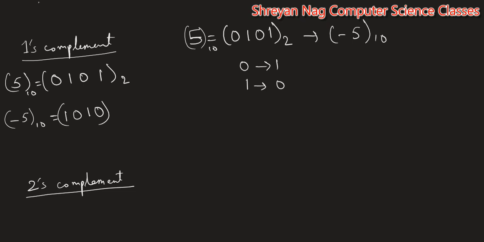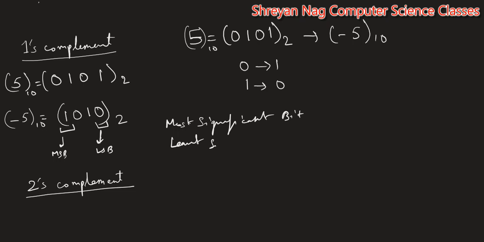So this is your negative representation of -5. So this is called the MSB, and this one is called the LSB. MSB stands for most significant bit, and LSB is least significant bit. So if the most significant bit is 1, we will basically understand it's a negative number. So this is your 1's complement representation.